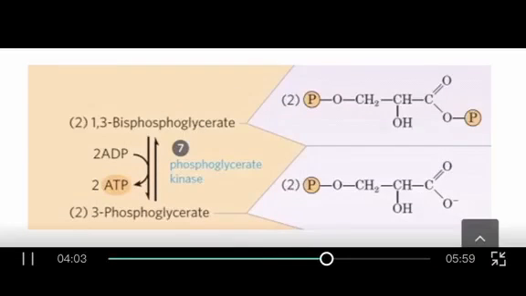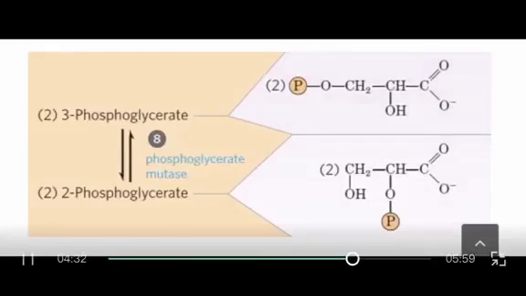Step number 7. The transfer of phosphate from 1,3-bisphosphoglycerate to ADP. This step is the ATP generating step of glycolysis. It involves the transfer of a phosphate group from the 1,3-bisphosphoglycerate to ADP by the enzyme phosphoglycerate kinase, thus producing ATP and 3-phosphoglycerate. Since 2 moles of 1,3-bisphosphoglycerate are formed from 1 mole of glucose, 2 ATPs are generated in this step.